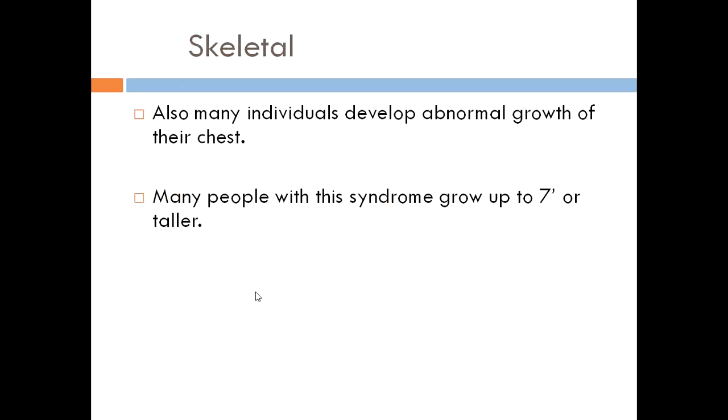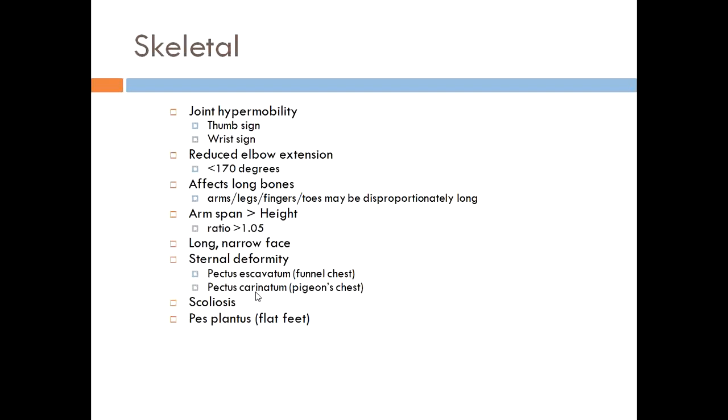In skeletal system, many individuals develop abnormal growth of their chest. Many people with this syndrome grow up to 7 feet or taller. There are some clinical manifestations: joint hypermobility, thumb sign, wrist sign, reduced elbow extension to less than 170 degrees. It also affects long bones. Arm span is more than height.